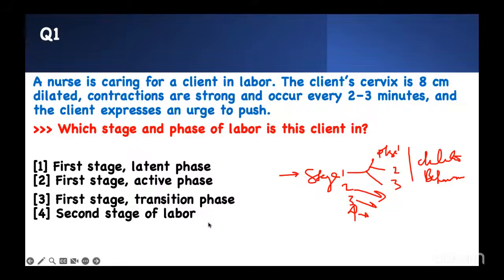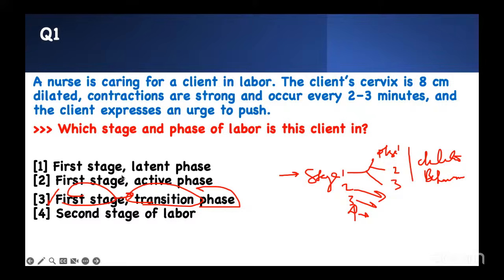So just by breaking it down into pieces, you can see transition. Mother is in the transition phase. Why is she having the urge to push? It's because she is finishing stage 1. You see how you can figure it out? Based on that, 3 is the right answer. So we are in stage 1, but we are in the transition phase, which is phase 3. So this is the right answer.